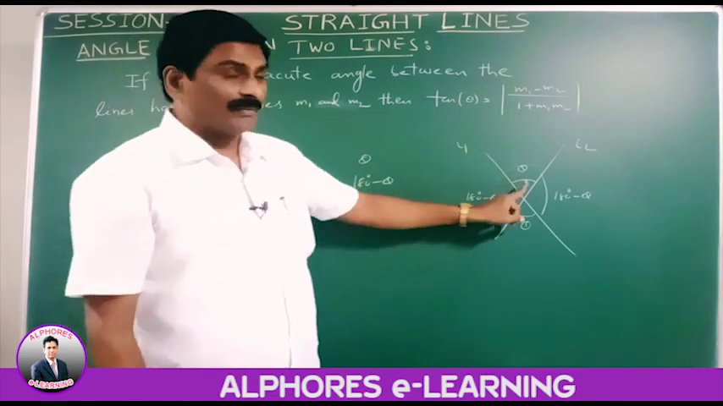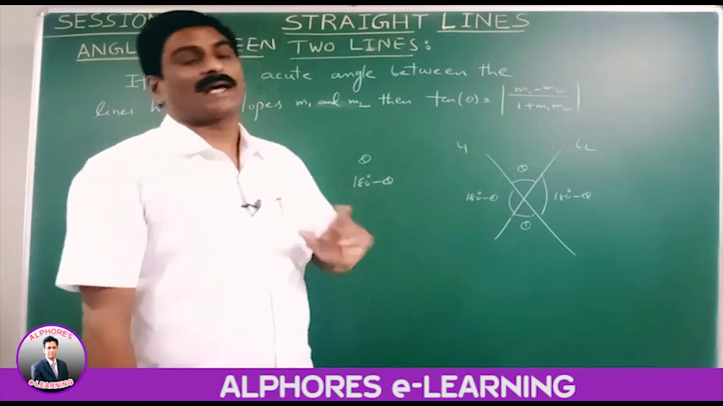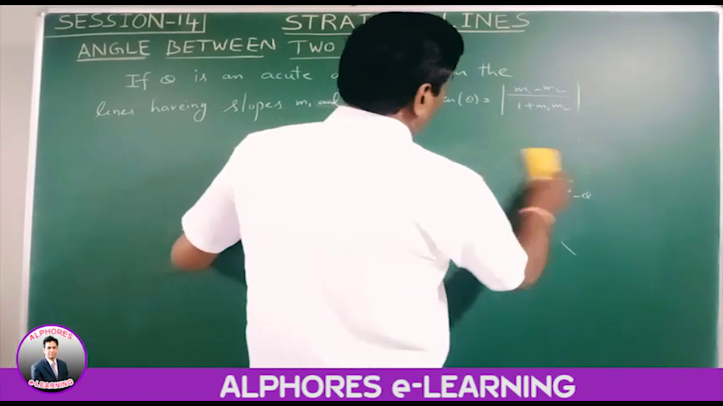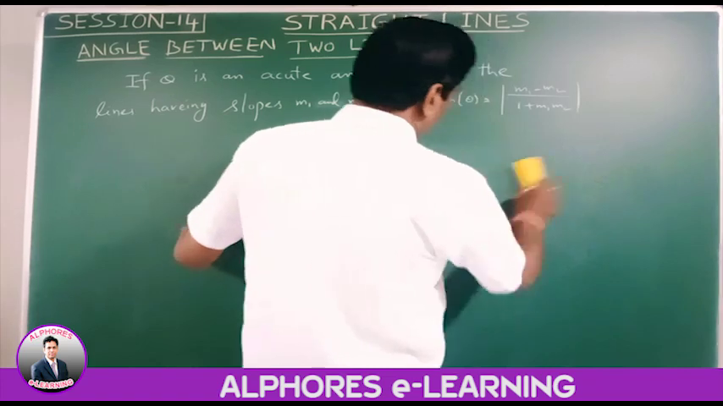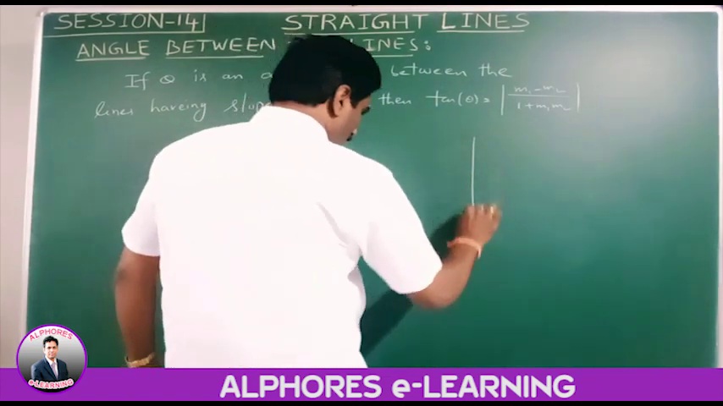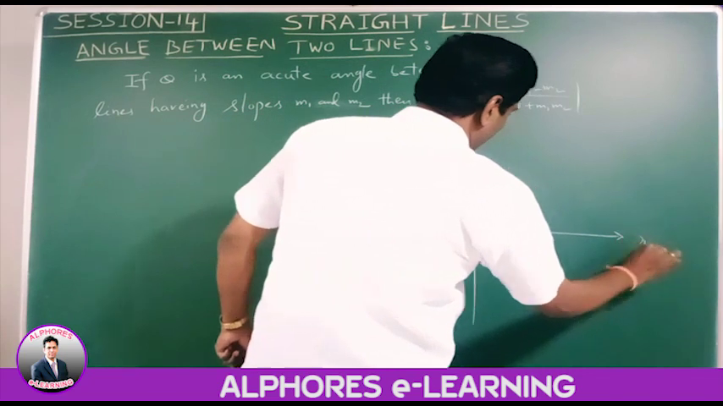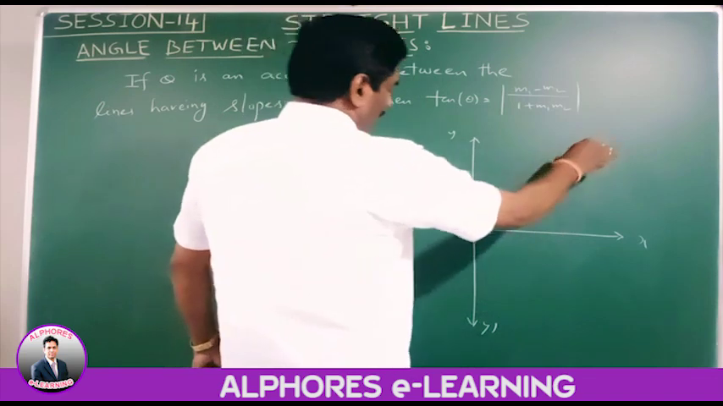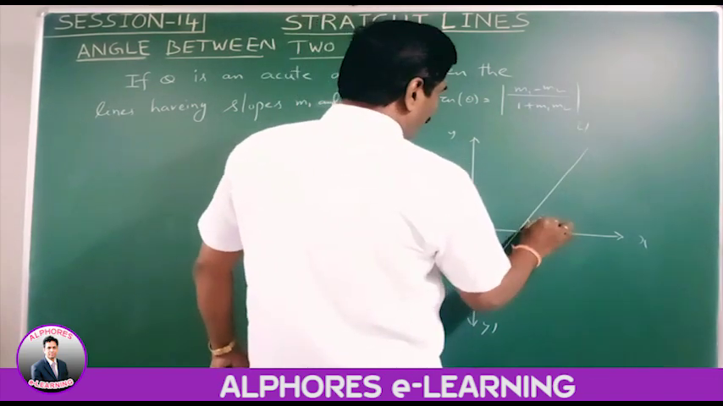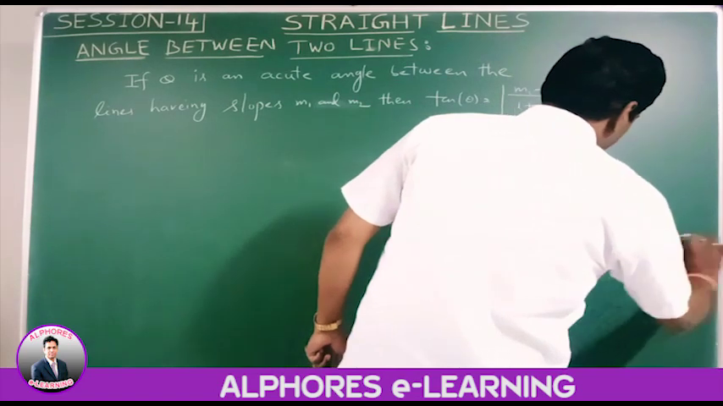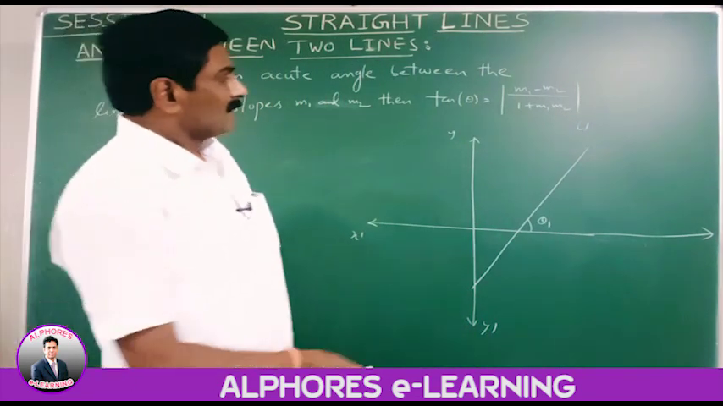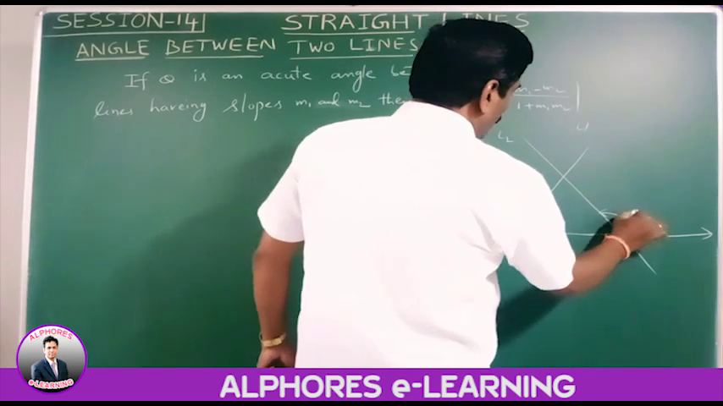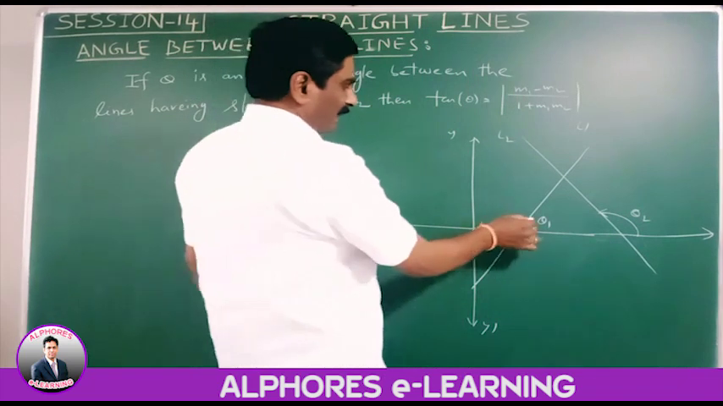First you observe this point. If theta is the angle between the two lines, then 180 minus theta is also the angle between the two lines. In this case the slopes of the two lines are given. Now I draw two lines. Say this is the x axis and y axis, x dash, y dash. Say this is the first line L1, and it makes an angle theta 1 with the x axis. That means the angle of inclination of the line is theta 1. Say this is line 2, and it makes an angle theta 2 with the positive x-axis. That means its angle of inclination is theta 2.